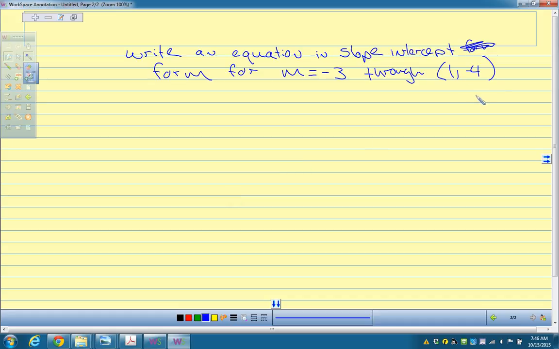Anyone tell me how to do that? What I would do is write down the equation y equals mx plus b, which is slope-intercept form. Plug in your -3. How do I find b?